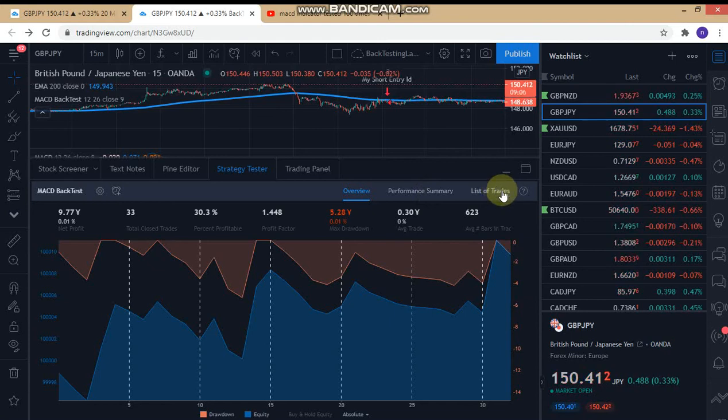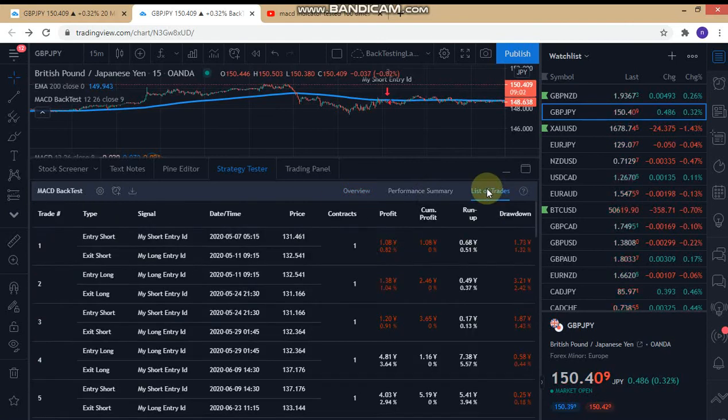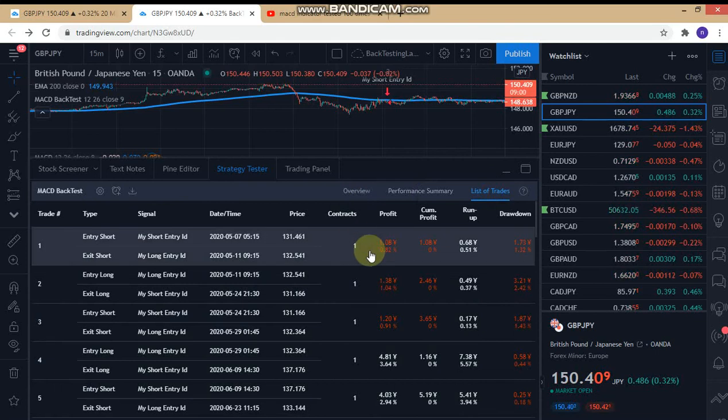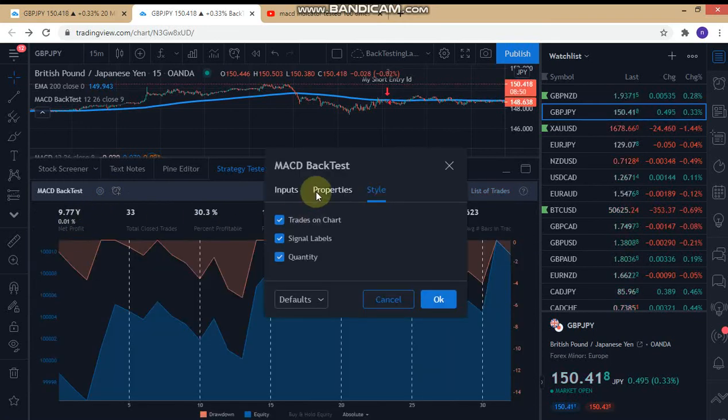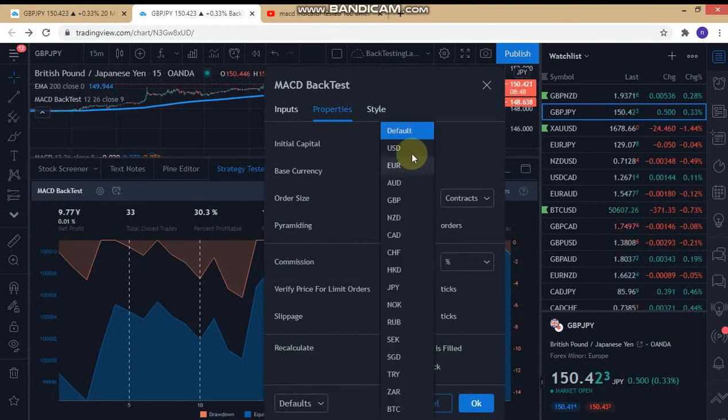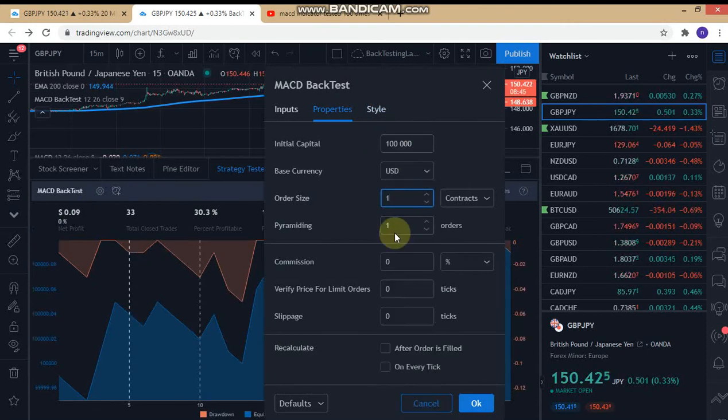Now, the reason why that kind of matters is because you have a list of trades that you started. So for 10 months, this started back in May of 2020. So for 10 months, let's go ahead and fix the properties again. There. Back to $1,000.